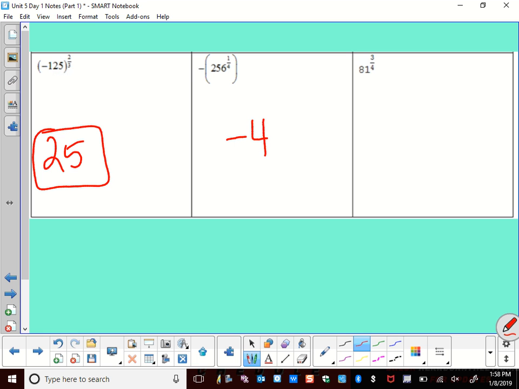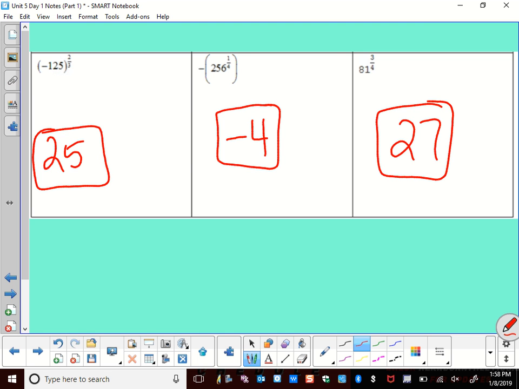Make sure that you are plugging everything in as you see it. So for the middle one, I would do negative, in parentheses, 256. Use your caret key, parentheses 1/4, close parentheses. What about the last one? 27. Are there any questions on this so far?